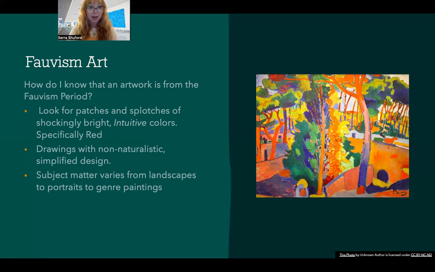Sometimes in Matisse paintings, he actually cuts out pieces of colored paper and pastes them down to create a sort of collage. So very, very flat shapes. The subject matter really varies from landscapes to portraits to genre paintings. There's not really any consistency in what is painted, but it's how it's painted, this crazy, wild, intuitive look to it.